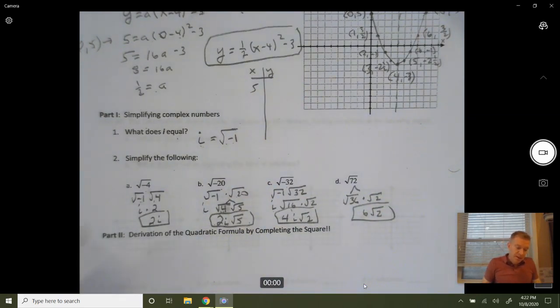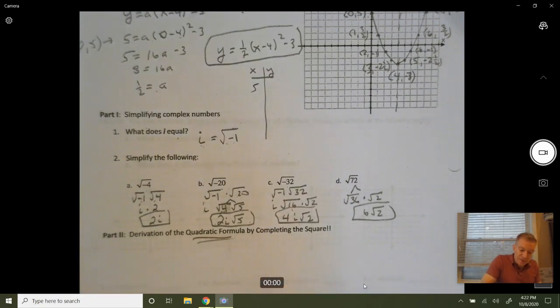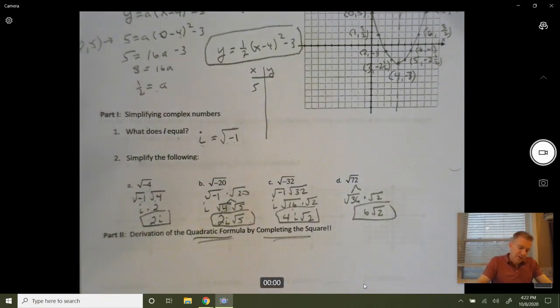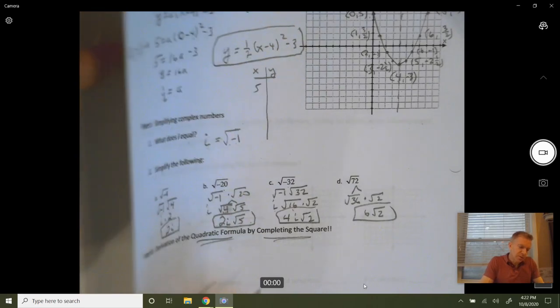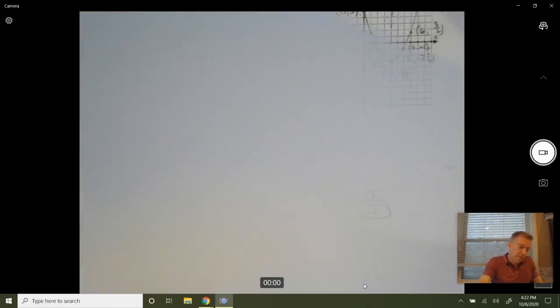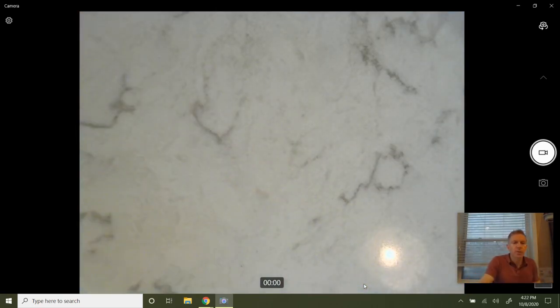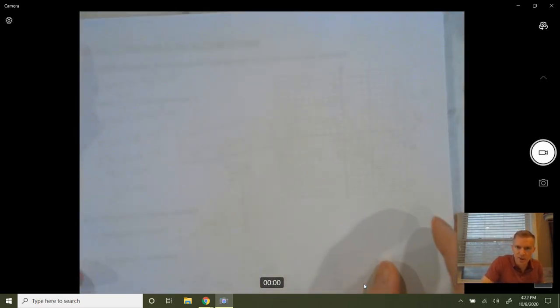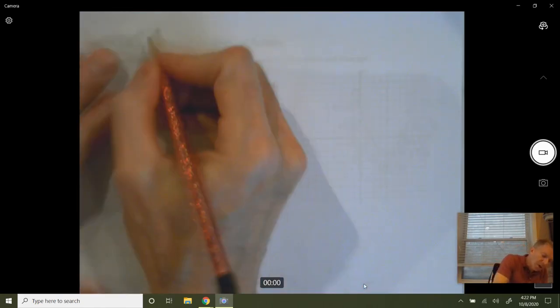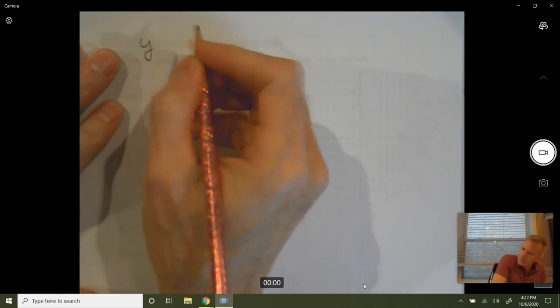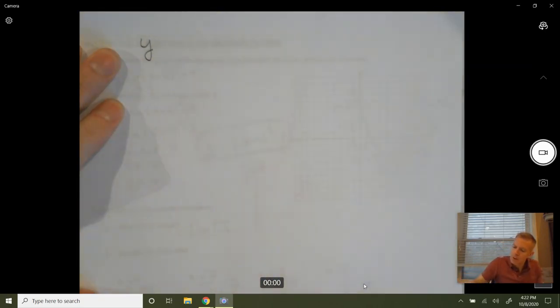Okay? Now, the quadratic formula by completing the square. I might need a little more space than this, so I'm going to do this on another sheet of paper. Okay, we know how to complete the square. You might remember what the quadratic formula is. But I'm going to take an equation, let's just do y equals ax squared plus bx plus c.